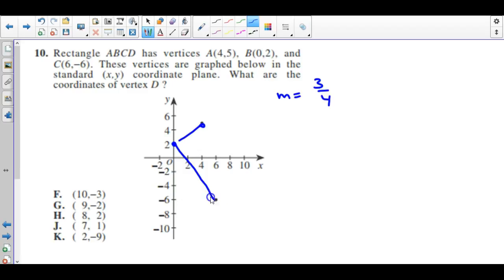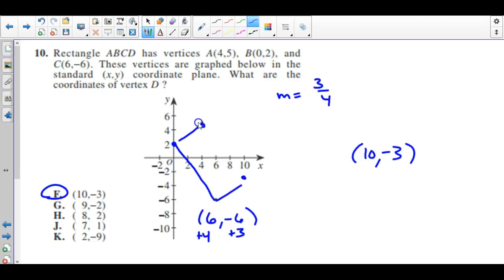And then I'm going to do the same thing and apply it to this bottom coordinate down here. If I go up 3 and over 4, this point right now is at 6, negative 6. Going up 3 means I'm going to add 3 to the y coordinate, and over 4 means I'm going to add 4 to the x coordinate, and that means I'm going to end up with 10, negative 3, and that is option F. So that's going to be all the way over here. And then again, you can check by making sure that that does look like a rectangle.